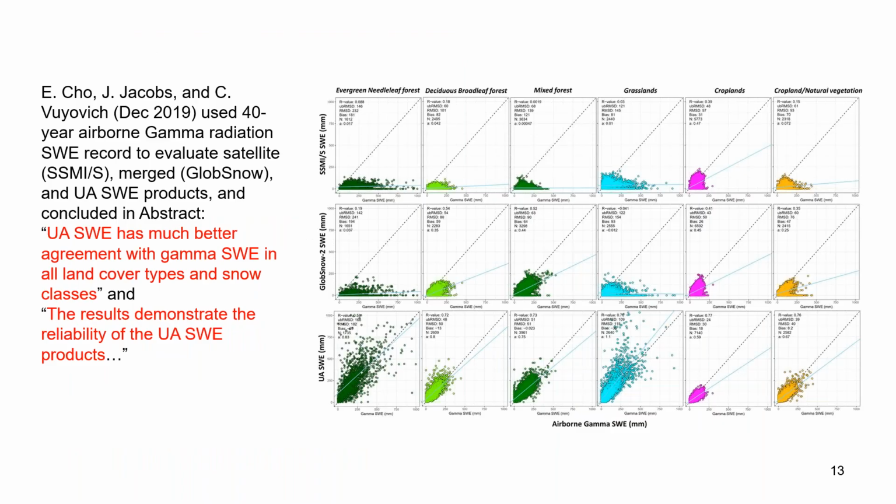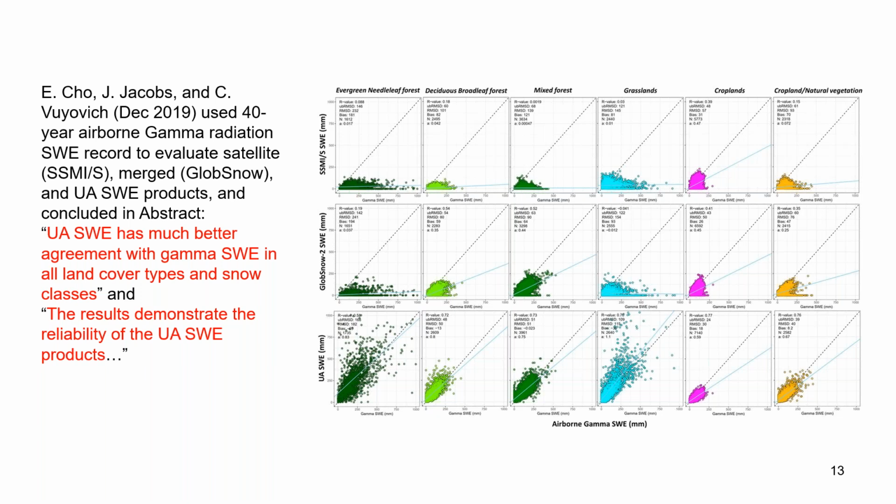Here I just show the results from a completely different group. They just published a paper last December using the 40-year airborne gamma radiation SWE record to evaluate the remote sensing product, that's the top panel SSMIS, and the merged product, that's GlobSnow, widely used by many modeling groups. And of course, compared with our UA product.